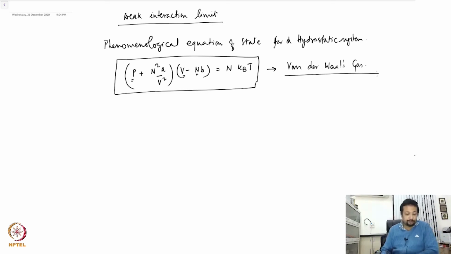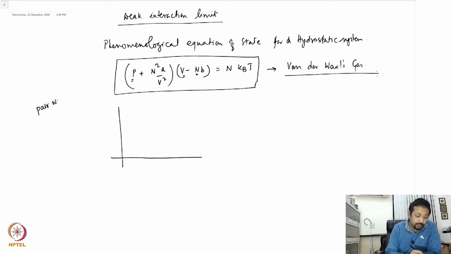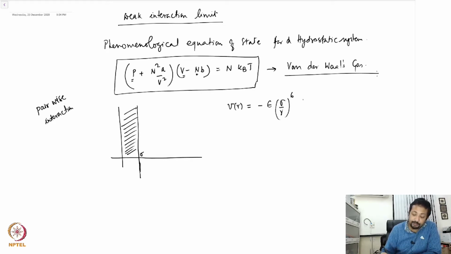So what we want to start off with is the interaction. Once again, the starting point is the pairwise interaction. Here, of course, we say that there is a definite size sigma, below which there is a hardcore repulsion, but there is a soft attractive part to this, so that V(r) is minus epsilon (sigma over r) to the power 6 for r greater than or equal to sigma. Something like this.